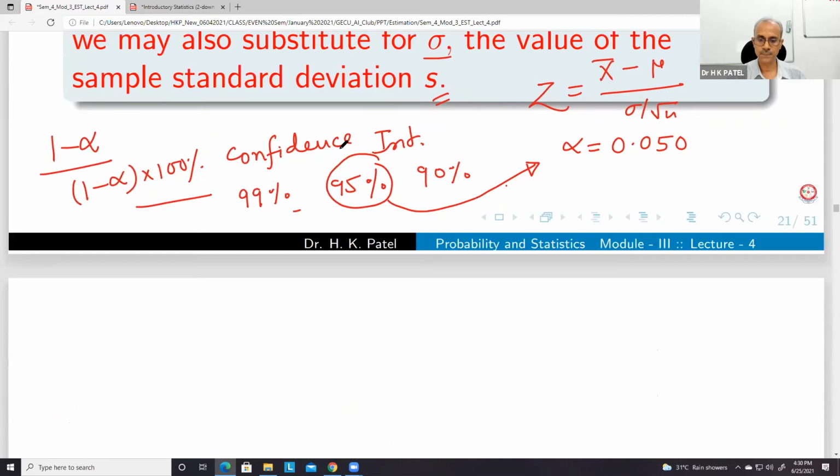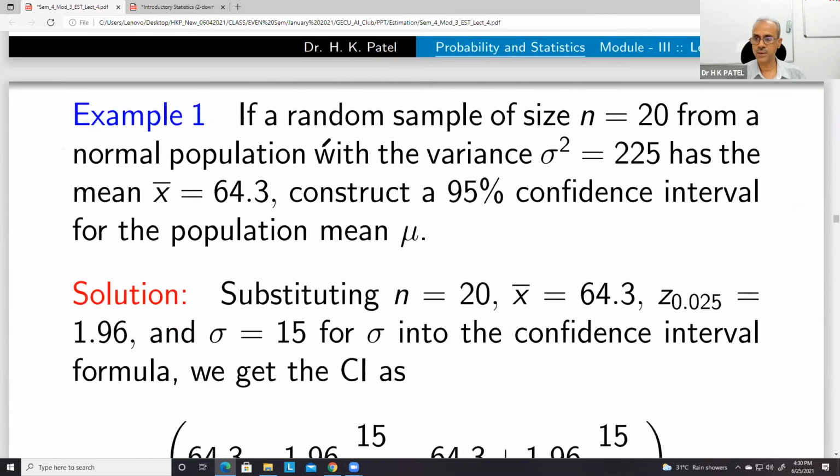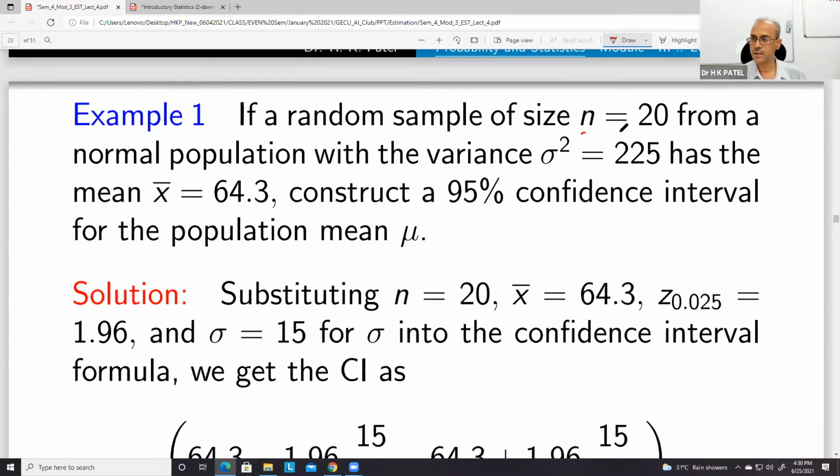For example, this is a simple number theoretic problem, with no physical significance. Let us first see this. It says a random sample of size n equal to 20. Now you can see that this is a small sample because n is 20 here. It is from a normal population, it is given that the population is normal with variance sigma square equal to 225.